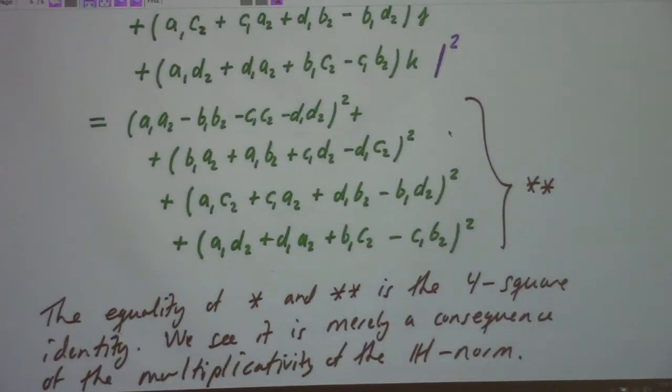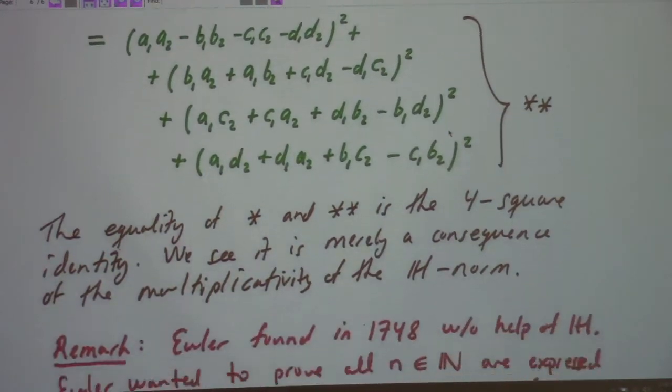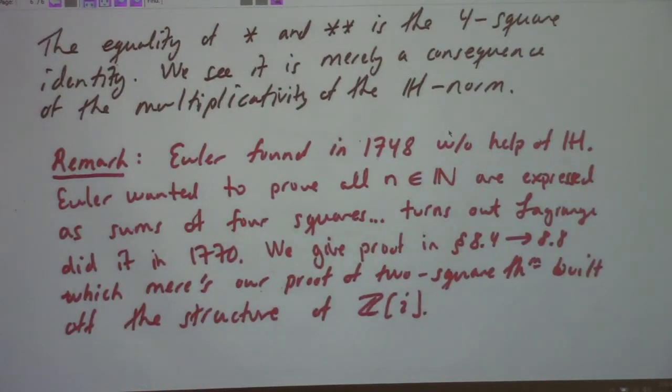There they are. Exciting, no? All right. So Euler found this in 1748 without the help of quaternions. And Euler was doing it in the interest of proving that the natural numbers can all be expressed as a sum of four squares. Every natural number you can write as the sum of squares of four numbers.